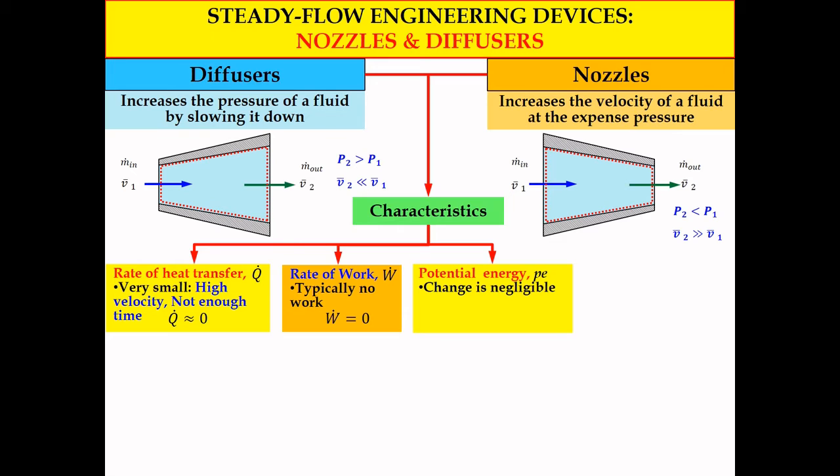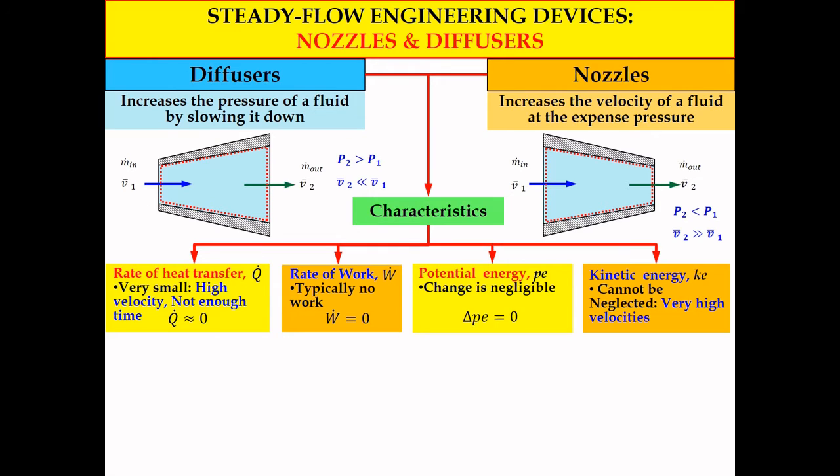Okay, next about the potential energy involved. So PE, in terms of change of potential energy in the diffuser and also in the nozzle, the change is negligible. Normally the points that we refer to, the inlet and also the outlet, are at the same level. Okay, at the same level. So we can consider that there is no delta PE, which is delta PE equal to 0.